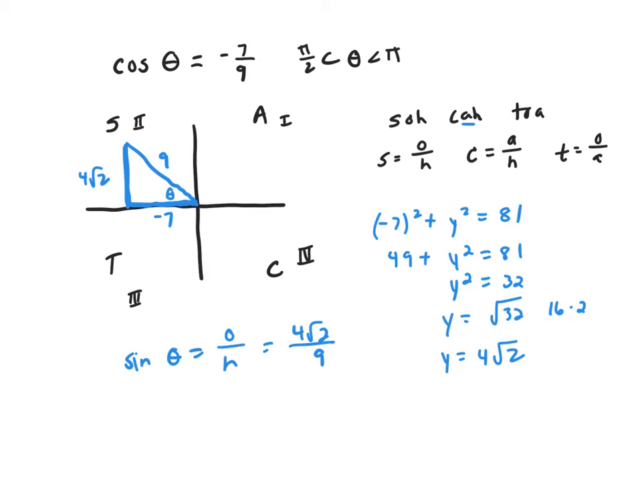And they also told us that theta was in between pi over 2 and pi. And this is pi over 2 and this is pi, so we knew it had to be in that quadrant.